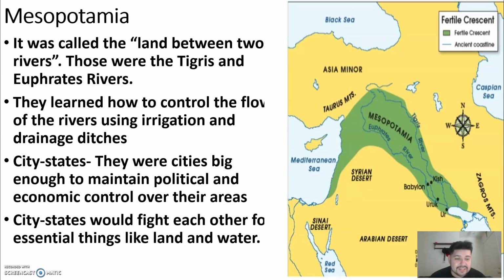And if you look at it again, as you can see, there's the Syrian desert, the Arabian desert. So yeah, it was important that there was a source of water coming into their place and that they could get it with ease. All right. So again, water was the most important thing, then land.